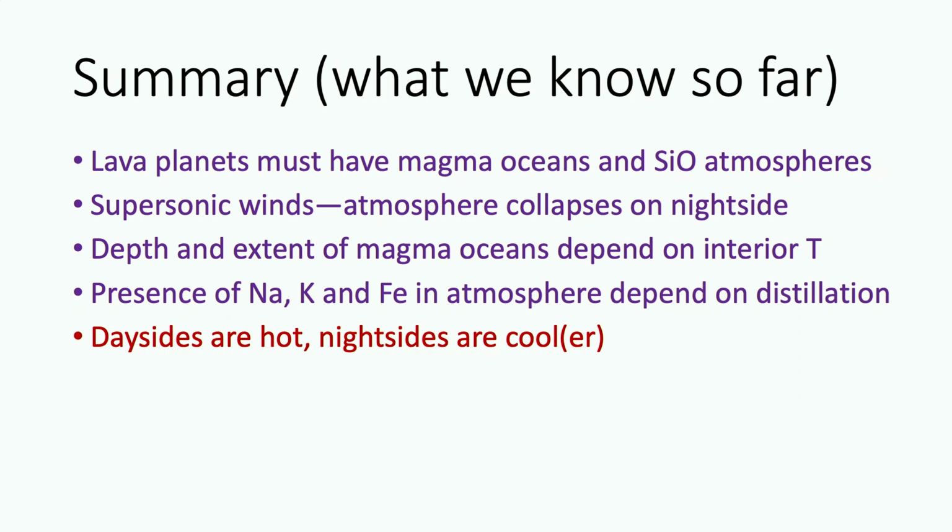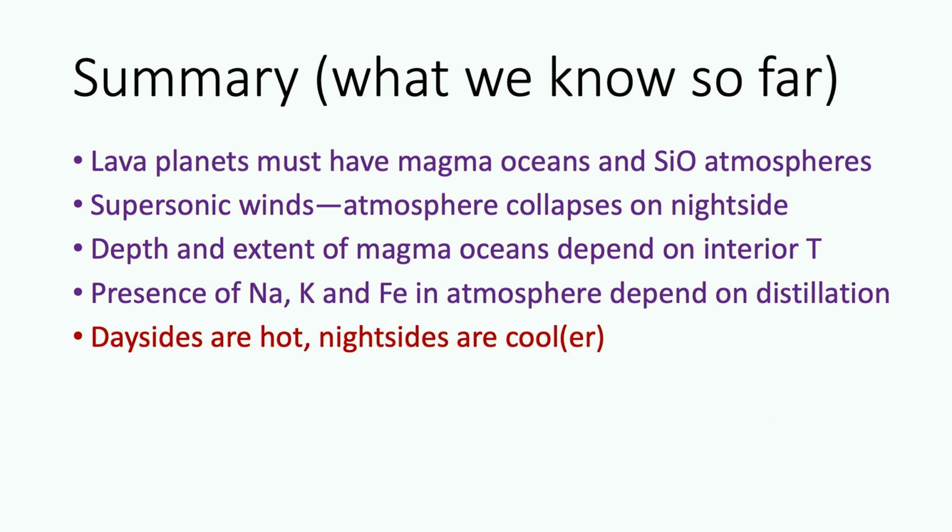Okay, summarizing what we know so far. Lava planets, well, A, they exist, which is kind of cool. B, they must have magma oceans, which means they must have silicon monoxide atmospheres, because magma is mostly silicon monoxide. You can't have one without the other. They're going to have supersonic winds. Their atmosphere is almost certainly going to collapse on the night side.